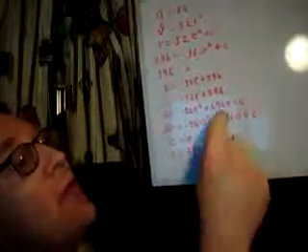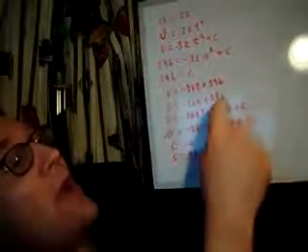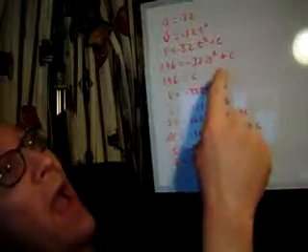Now, how do we get the 196t? Well, we had 196 times t to the 0 power.